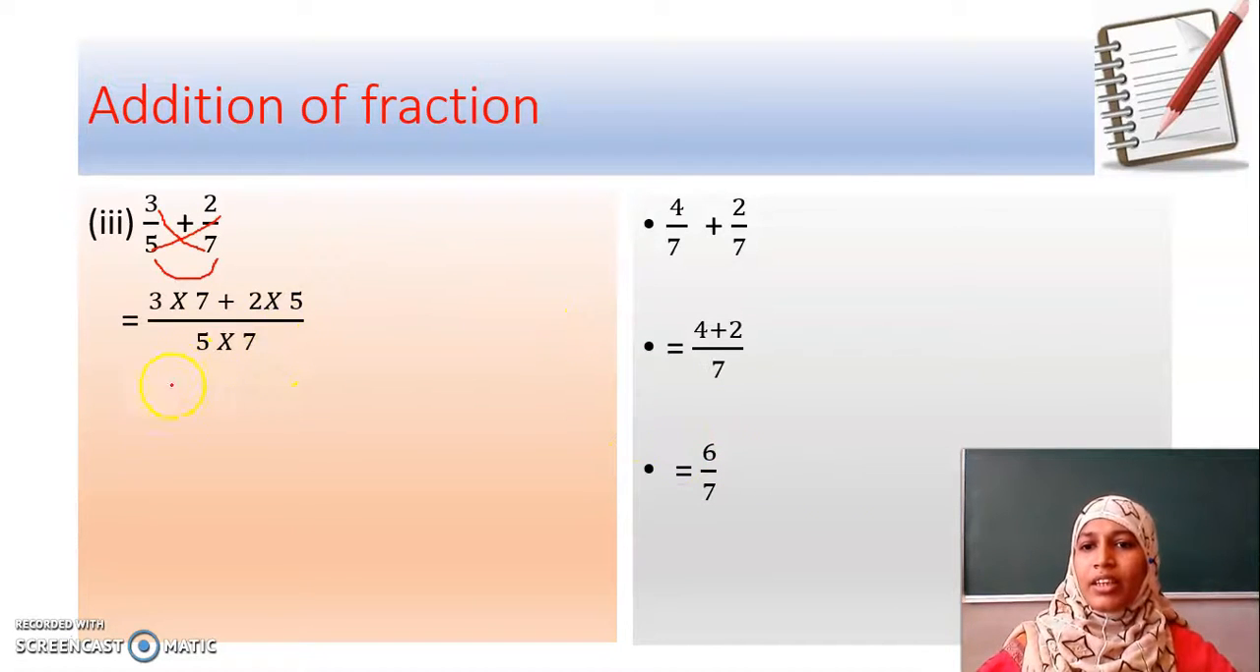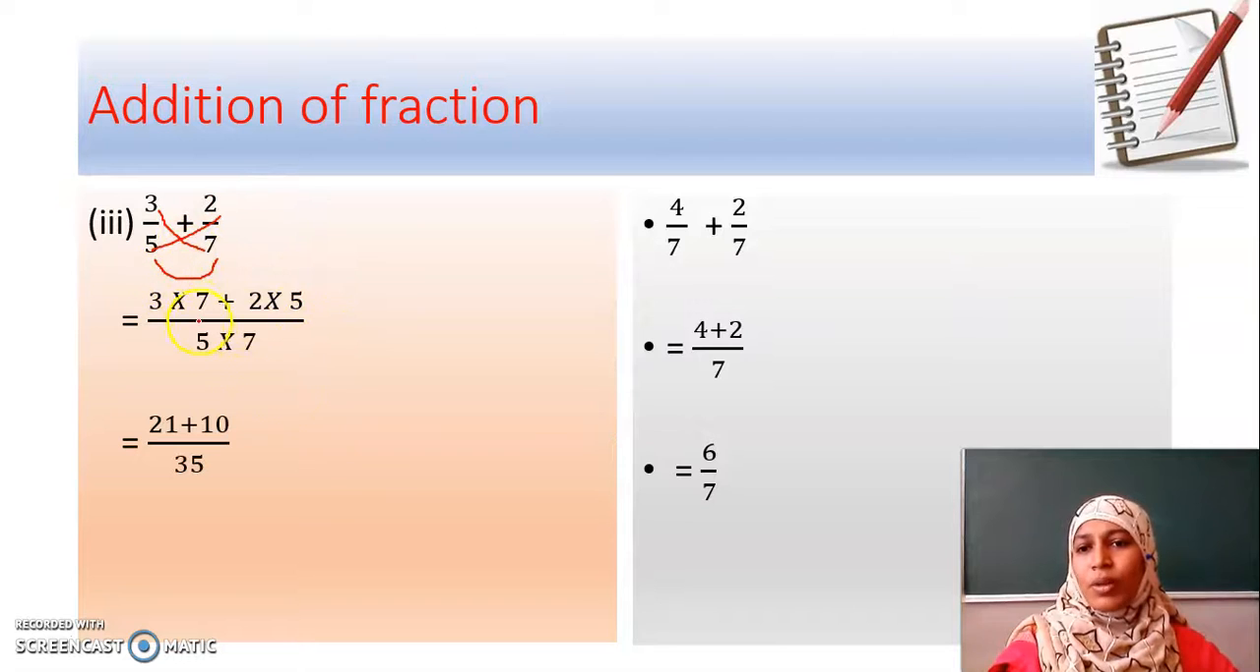So, I get 3 into 7 plus 2 into 5, and 7 into 5. Okay, my dear children. 3 sevens are 21. 2 fives are 10. So, I get 21 plus 10 by 35, which is equal to 31 by 35. Is it clear, my dear children?